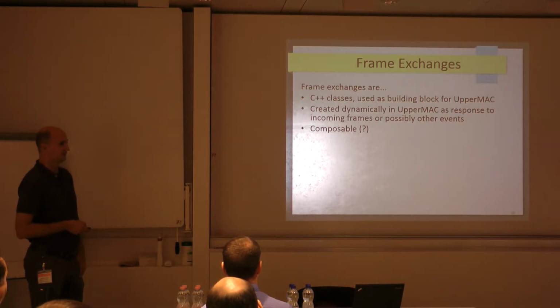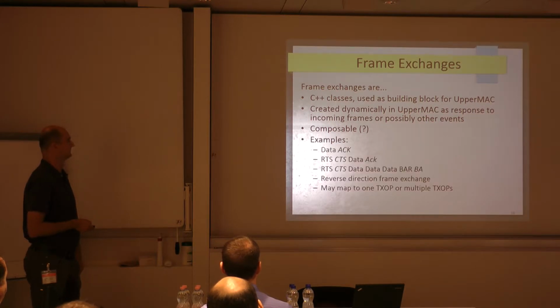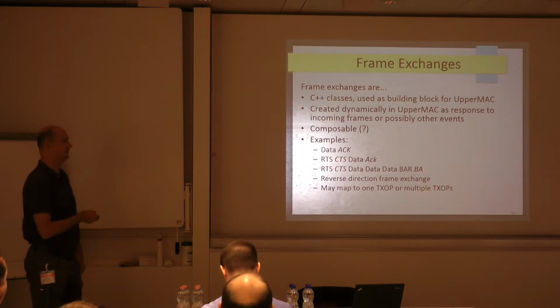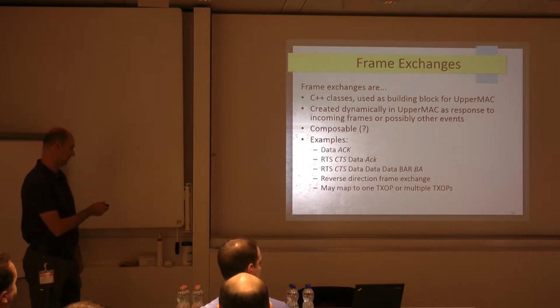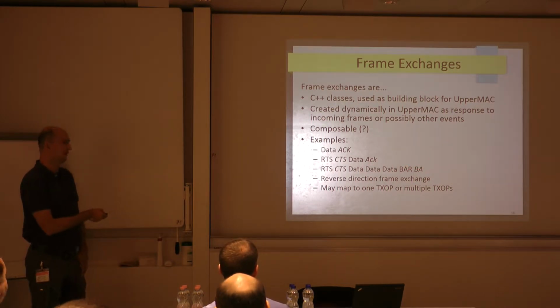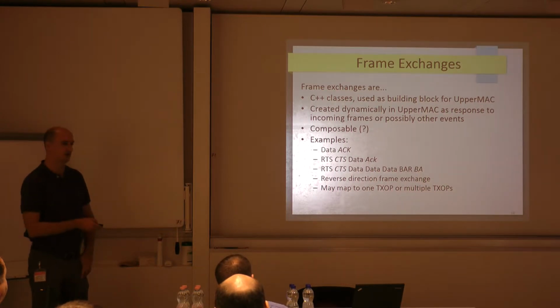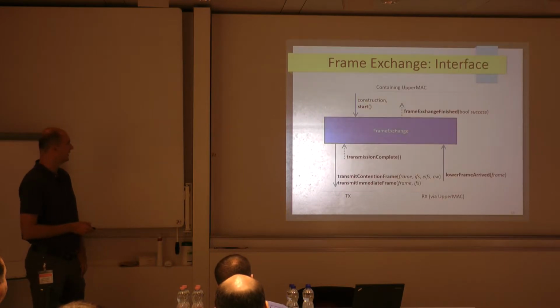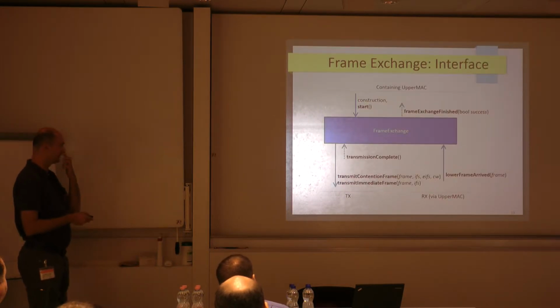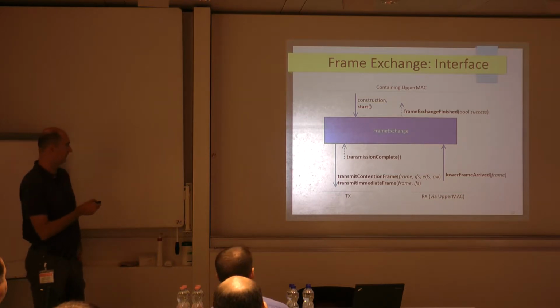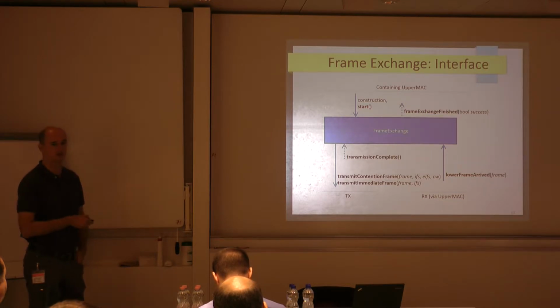Okay, they can be composable. Some examples: data acknowledgement, RTS, CTS, block acknowledgement protocol, reverse direction frame exchange. A frame exchange can span one TXOP or multiple TXOPs. The interface is that the frame exchange is created by the upper MAC, and it's started by the upper MAC, and reports back when it's done, either successfully or not successfully.